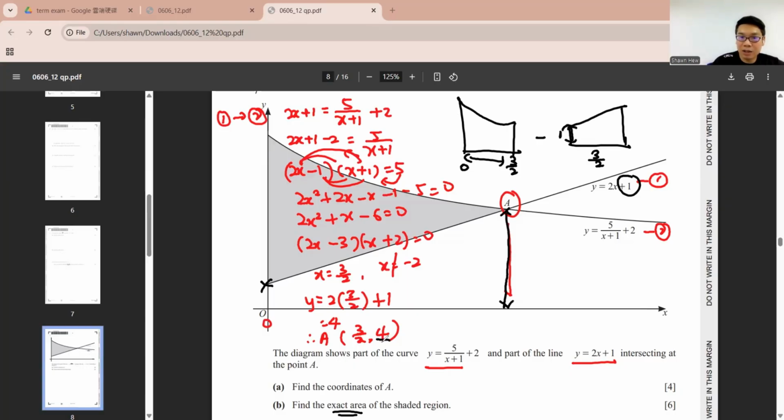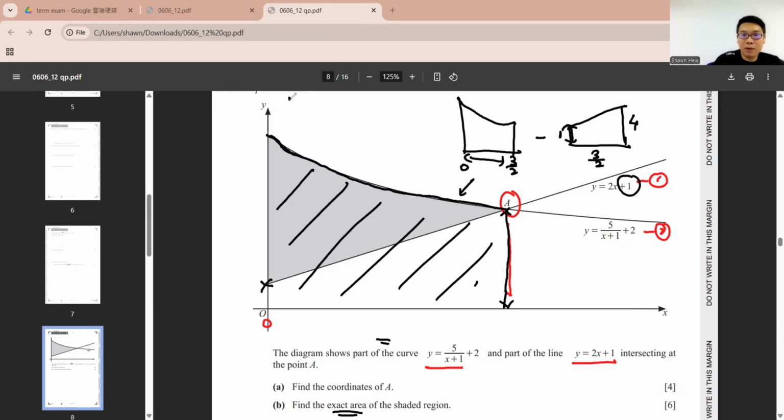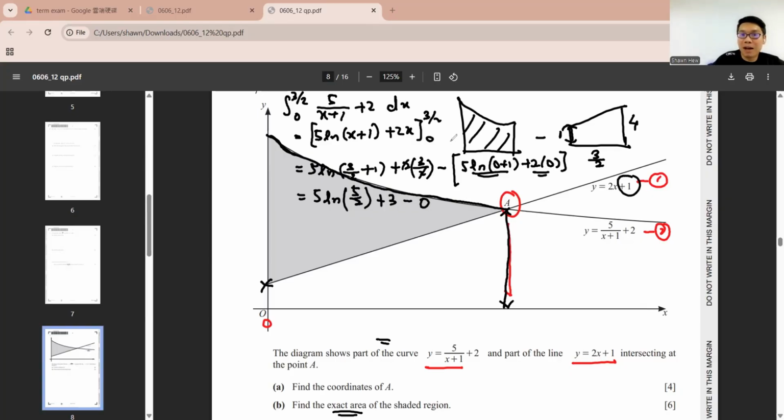And then the height here is 4. So here we can use the trapezium area to find it. Here we use integration. At first, we find everything below this. We integrate from 0 to 3 over 2 of this equation. Since it is definite integration, we do not need to use plus c. Subs in 3 over 2 first. Here, ln 1 is 0. 2 times 0 is also 0. So this is the area of this part.